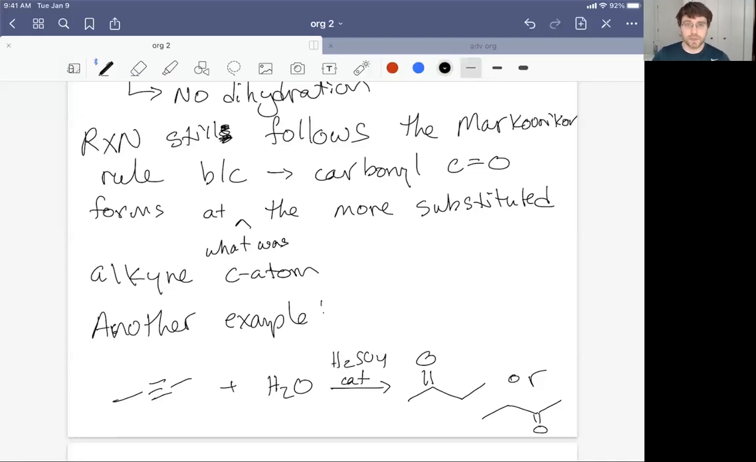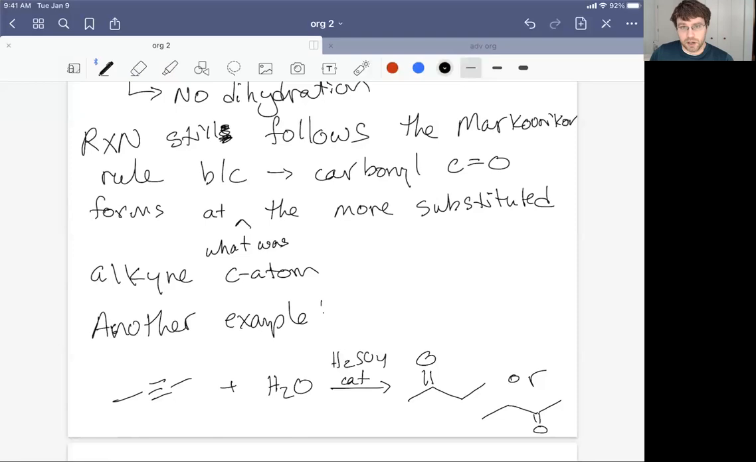Okay. So we've done the hydration reaction for an alkyne. It follows the Markovnikov rule, but instead of doing a dihydration and putting 2 H2Os on, we do a tautomerization at the midpoint of the reaction to give rise to a carbonyl product where the carbonyl oxygen is at the more substituted position if that is applicable for our scenario.